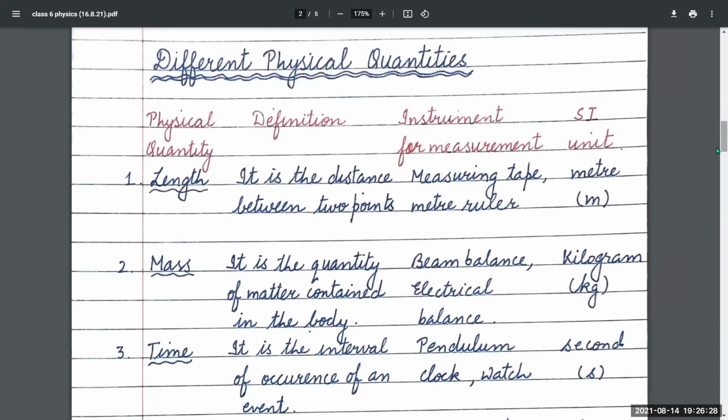Now children, let us discuss the different physical quantities and the instruments used for their measurement. First, length. Length is the distance between the 2 points. It can be measured either by a measuring tape or a meter ruler, and its SI unit is meter. Next is mass. Mass is the quantity of matter contained in the body, and you can measure it with the help of a beam balance or an electrical balance. Its SI unit is kilogram.